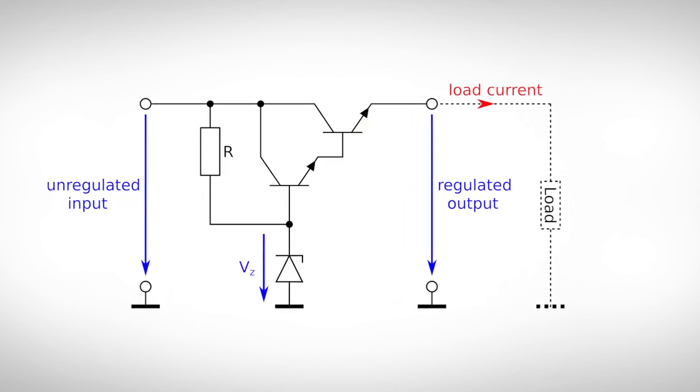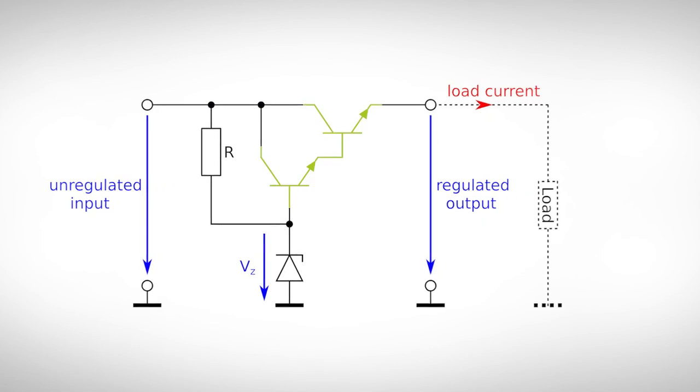Since power transistors often have a very low current gain, the simple NPN transistor is replaced by a so-called Darlington transistor. This is a special type of transistor circuit consisting of two NPN transistors in which the total current gain is calculated by multiplying the individual gains.